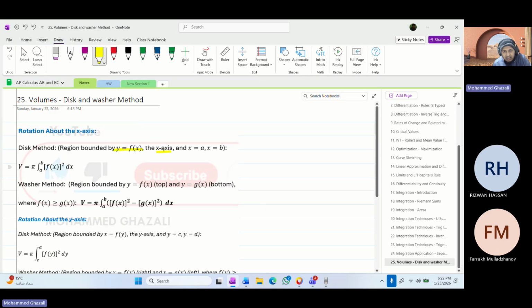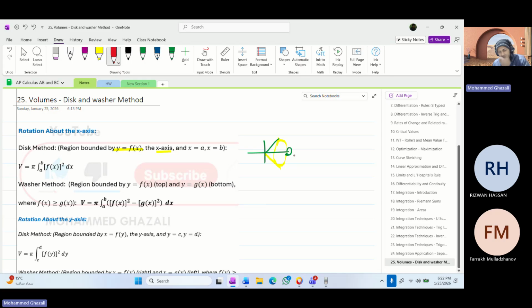And you rotate it about the x-axis. So for example, just a basic simple curve, a straight line between a and b. So the starting value is a, the ending value is b, and the rotation is about the x-axis. If I rotate this about the x-axis, we get some kind of volume like this. Because we're rotating that curve, we get a cone.